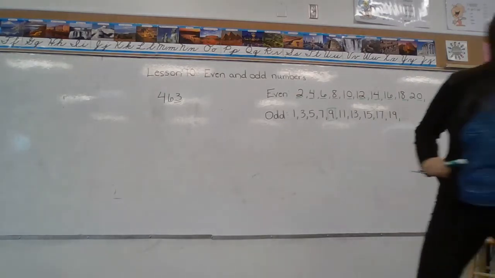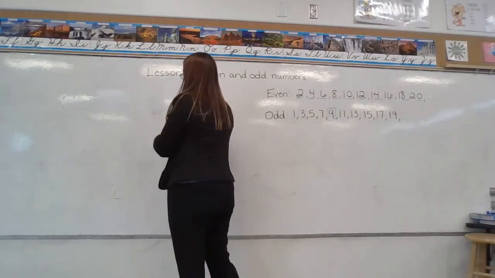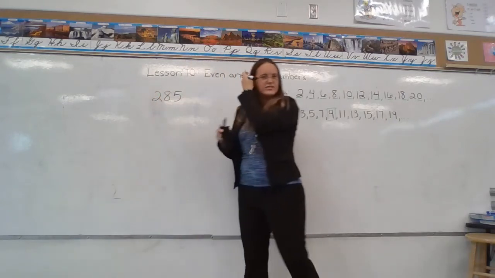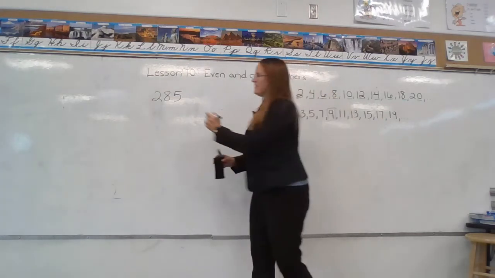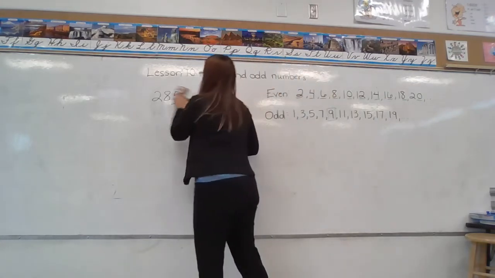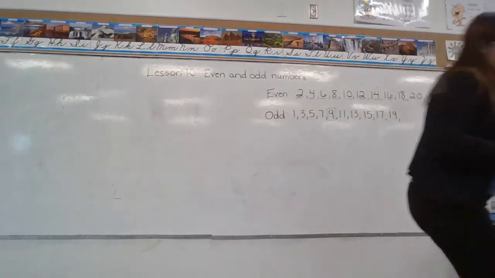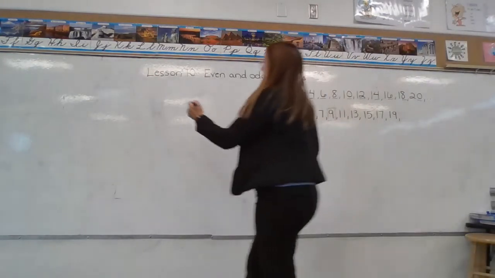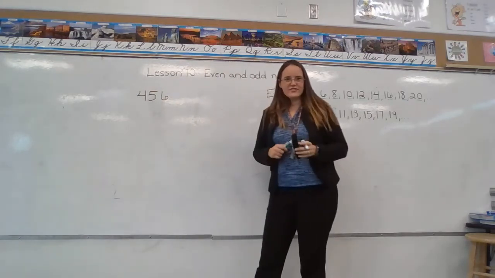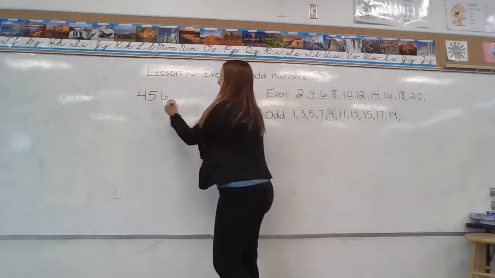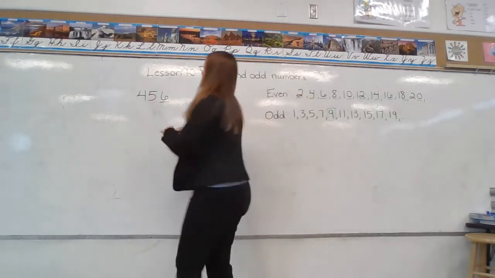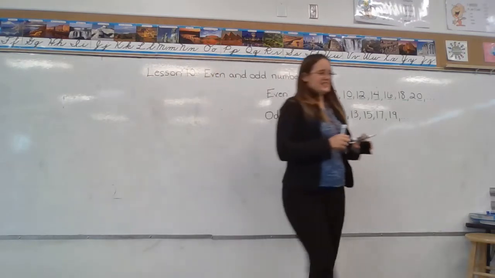Okay, next number, 285. Yell out at your screen, even or odd. 285. It ends in an odd number, so it is odd. Very good. And 456. Even or odd, yell it out at your screen. It ends with a 6, which is even, so this is even. Nice job, folks.